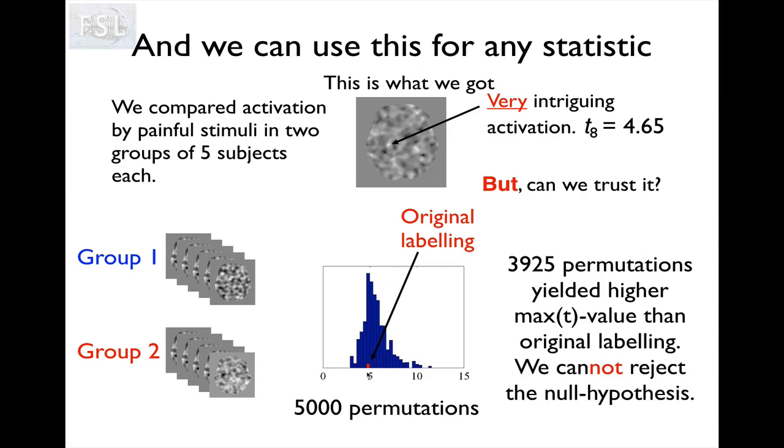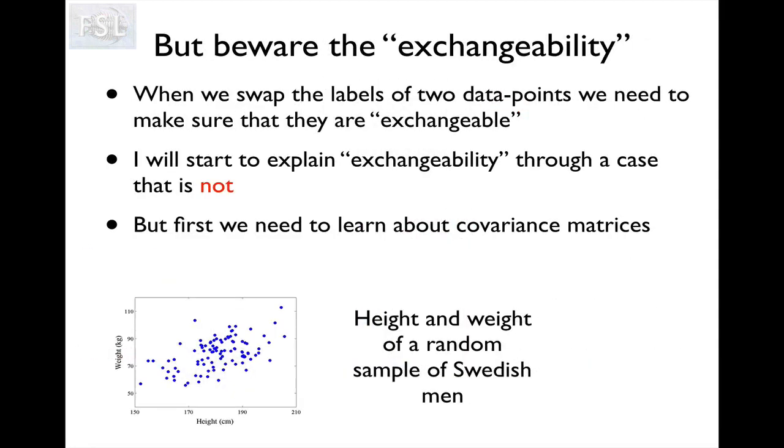Now, it all sounds very simple, and it is very, very simple, but there's one thing you need to be aware of, and that is something called exchangeability. So when we swap the labels on two data points, we need to make sure that they're exchangeable. So what do we mean by that? Well, we'll start to explain it by a case where it is not exchangeable, and that is first level FMRI.